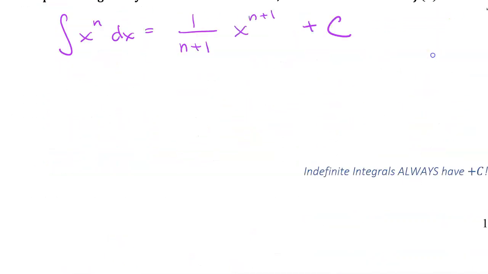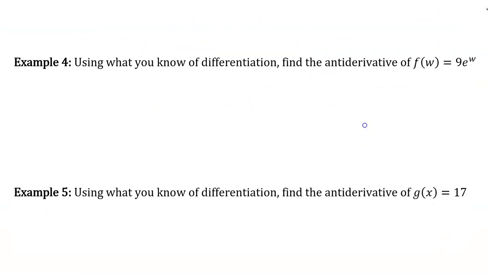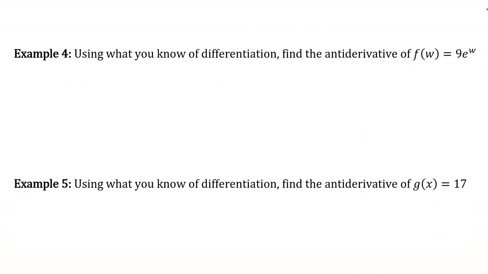Okay, so let's do the next one. Find the antiderivative of e to the w. Well, we know, because we're awesome, that the derivative of e to the x is e to the x. So guess what the integral of e to the x would be? Well, it'd be e to the x too, with that lovely arbitrary constant. So the only real difference is that lovely 9 up there.